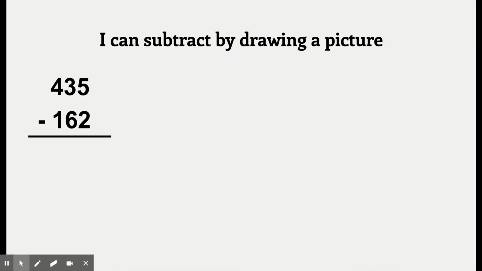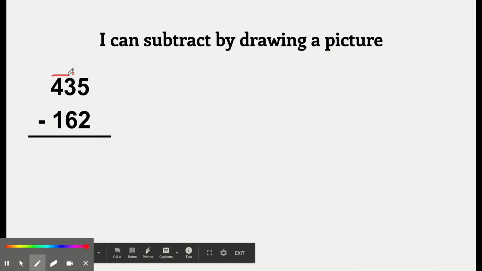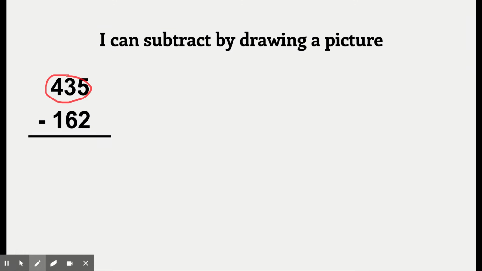So let's review some strategies. One way we can subtract a three-digit number is by drawing a picture. First, we start by looking at our big number. In this case, that number is 435. I'm going to draw 435 using base 10 blocks to represent the value of each digit.